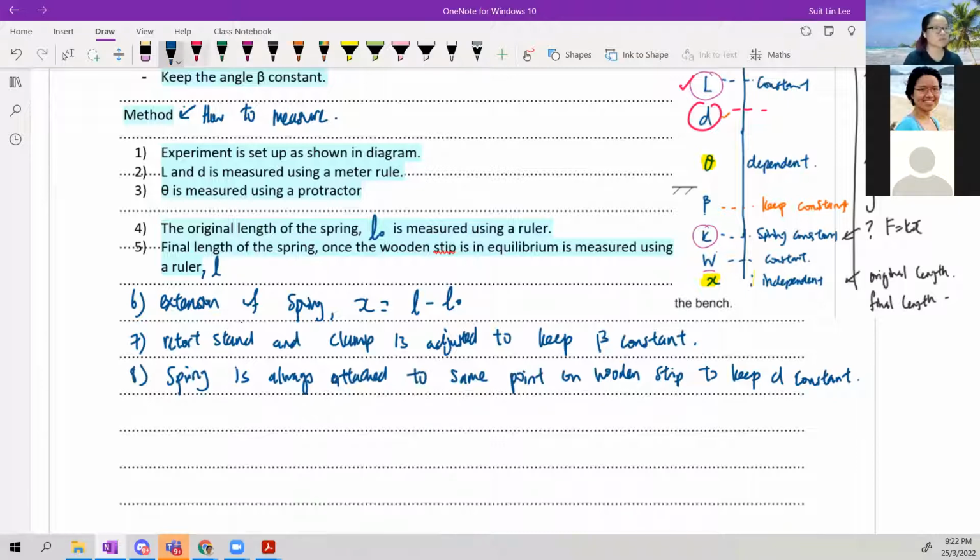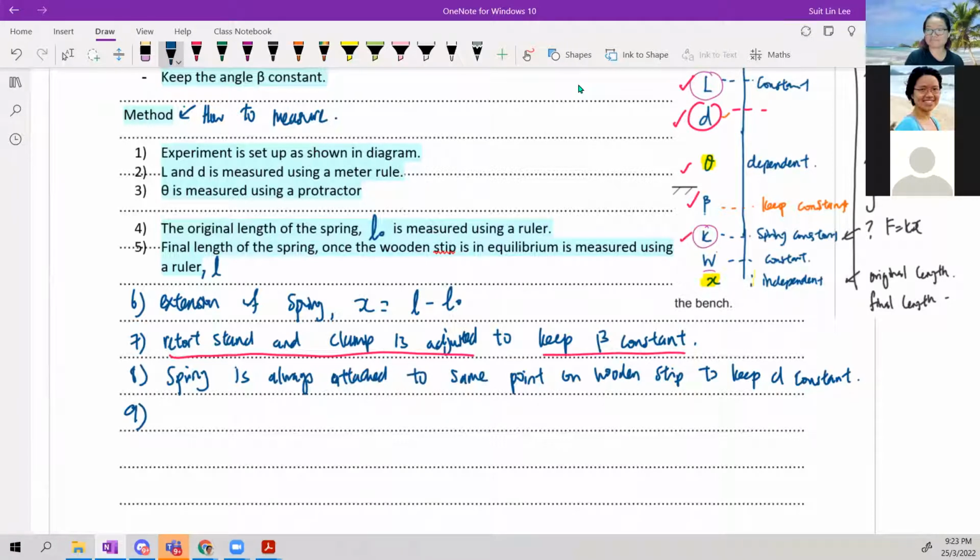We mentioned everything. Theta already talked, not too much else to say. Beta also mentioned already, especially this part here: keep beta constant by adjusting the retort stand. Okay. I guess that's it. Oh wait, we have K. All right, talk about K.